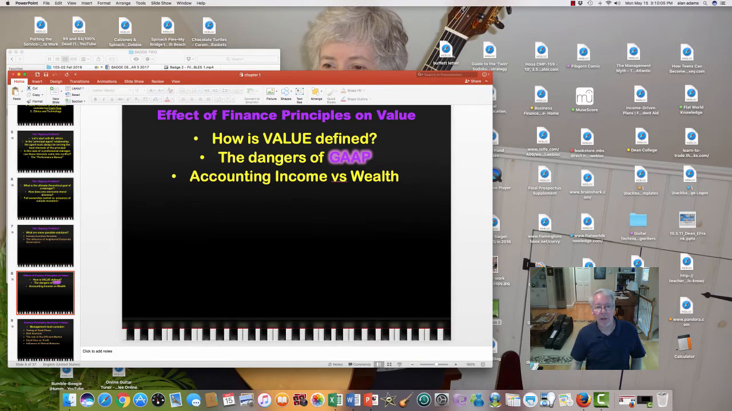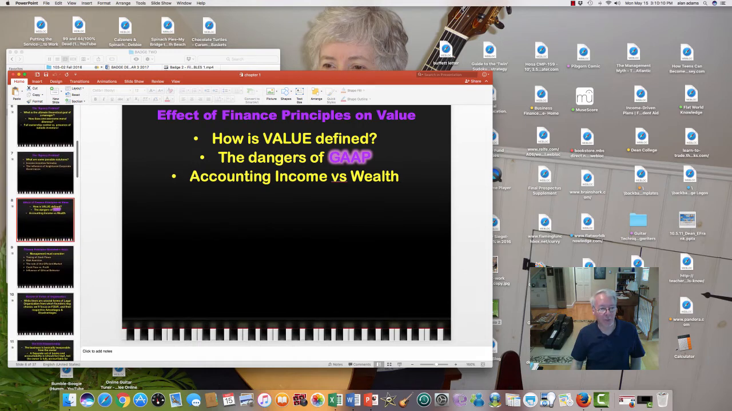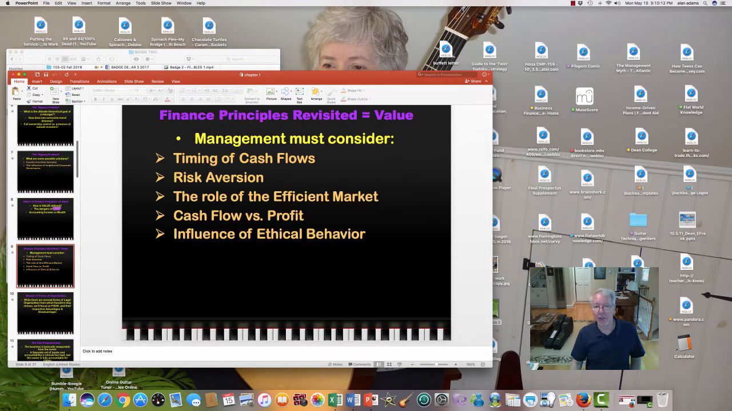Okay, I go on to warn about the dangers of GAAP and accounting income versus real wealth, and I give you an example that illustrates my 5 principles when it comes to maximizing shareholder value. Okay, if I'm a shareholder in a company, I don't just want to see GAAP income, I want to see when my cash flows will happen.